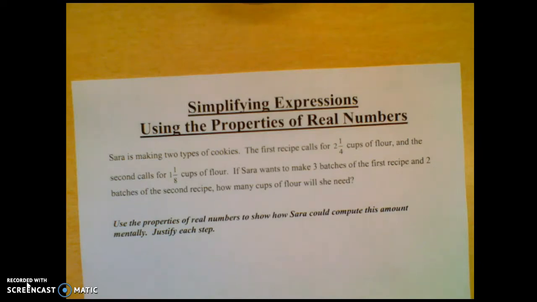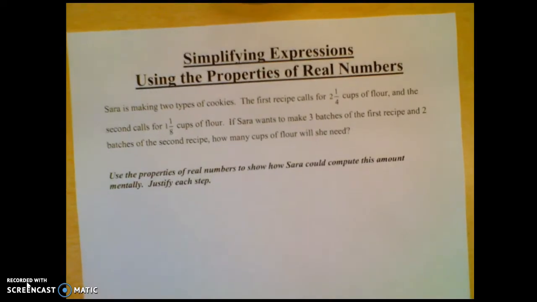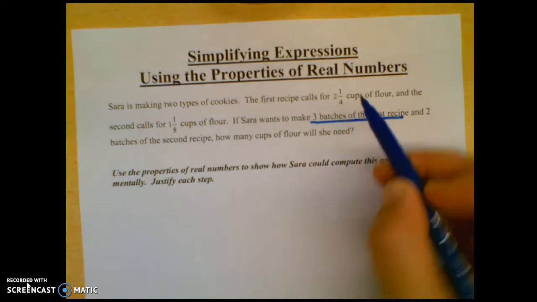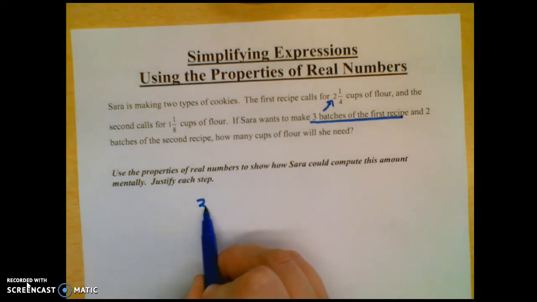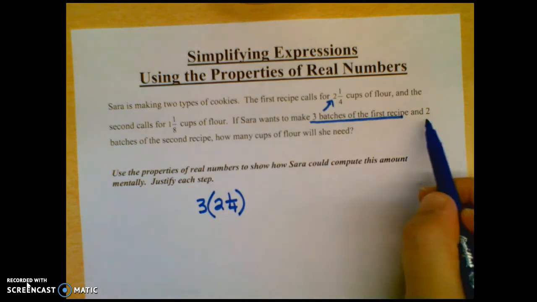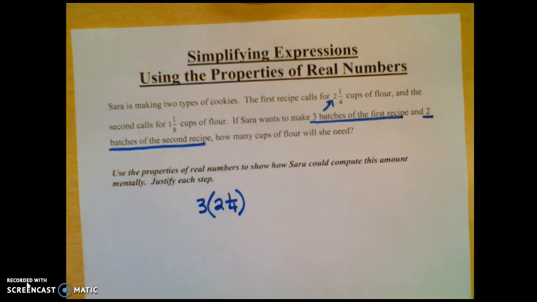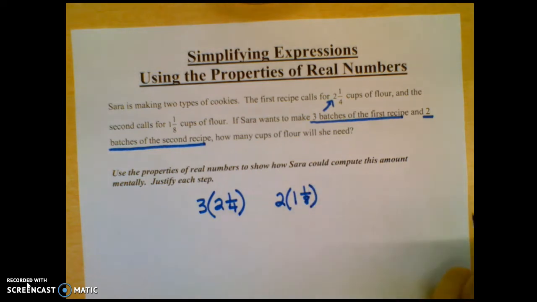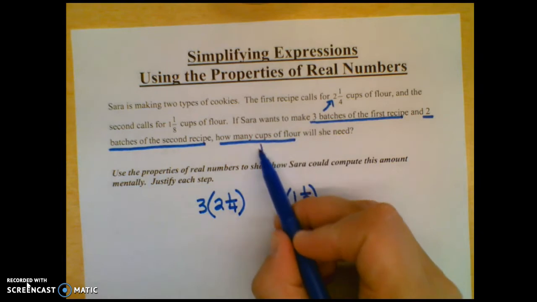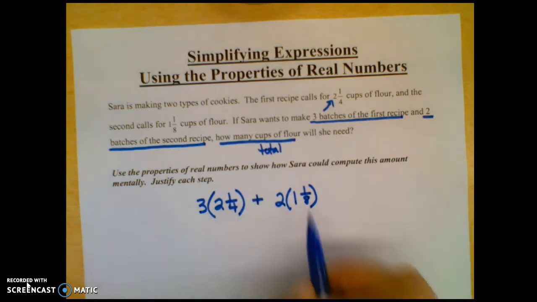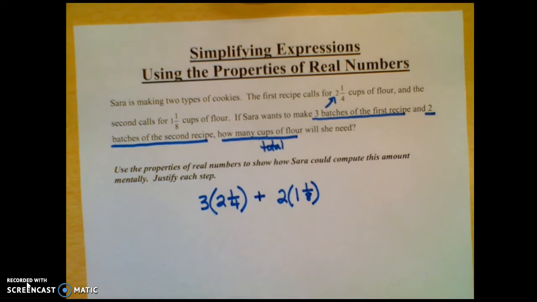And we're going to use the properties to justify each step that we do. Okay, so first we need to write our expression. If Sarah wants to do 3 batches of the first recipe, then we need to take 3 times 2 1/4. And then she wants 2 batches of the second recipe, so that's 2 times 1 1/8, and we want how many cups of flour total is what the question is asking, so we're going to add the first batch and the second batch together. Okay, so there's our expression.